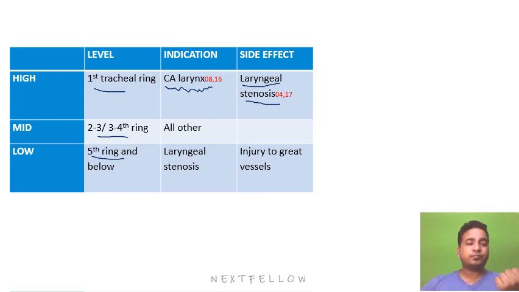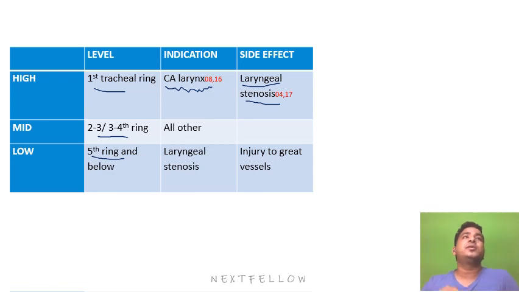So why is it being done? The indication is laryngeal stenosis. Along with the laryngeal stenosis, mostly the first 2 rings of the trachea are also involved, and they will also be stenosed. If they are not stenosed, still the inflammation process will go on there. So in that case, we prefer the low tracheostomy.